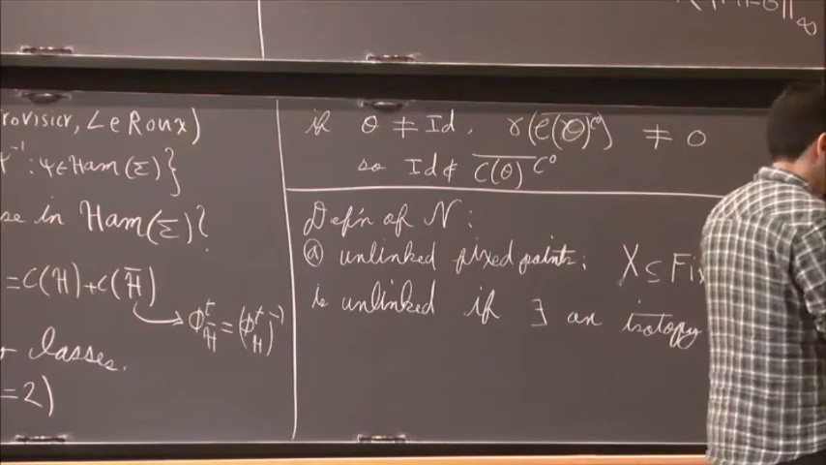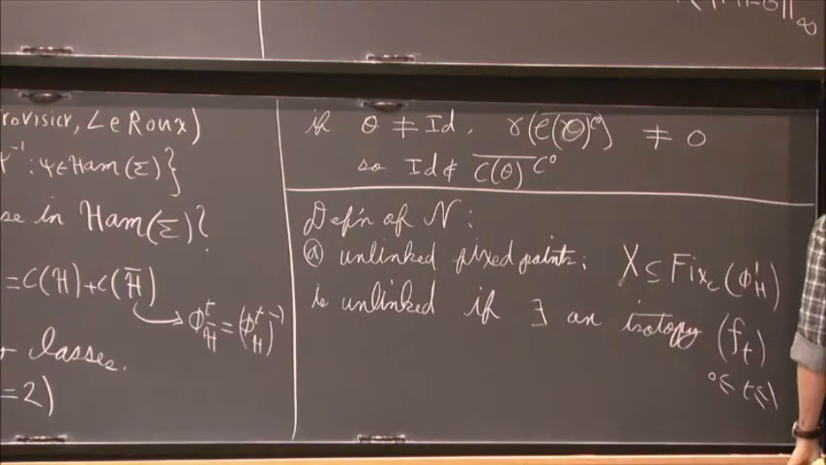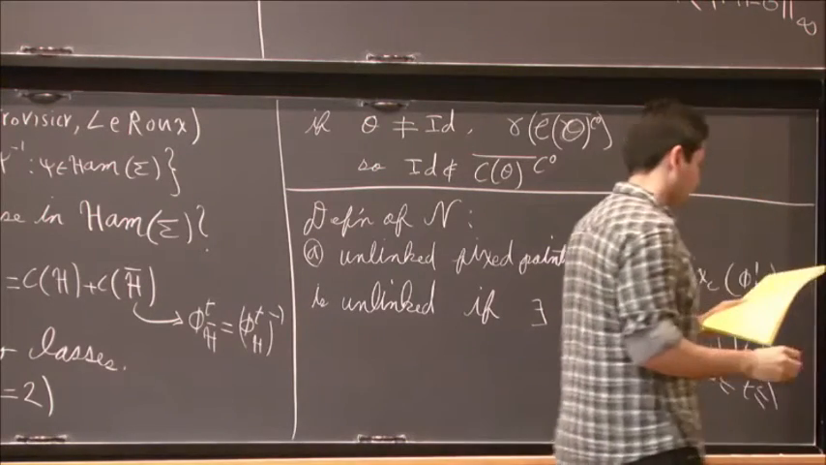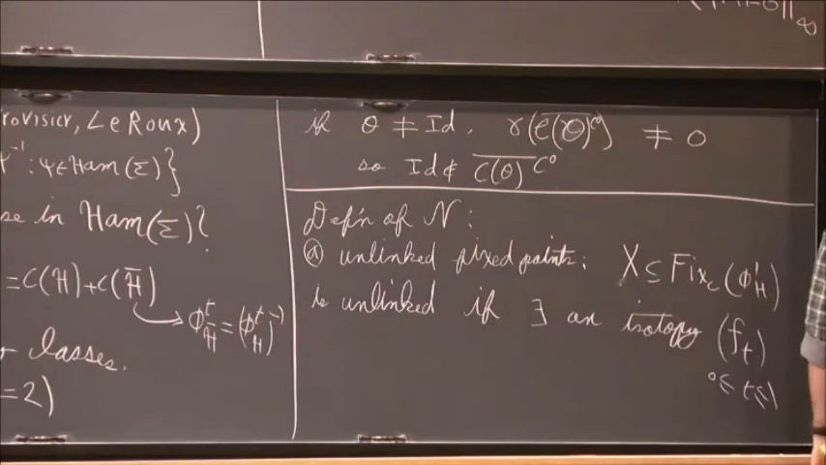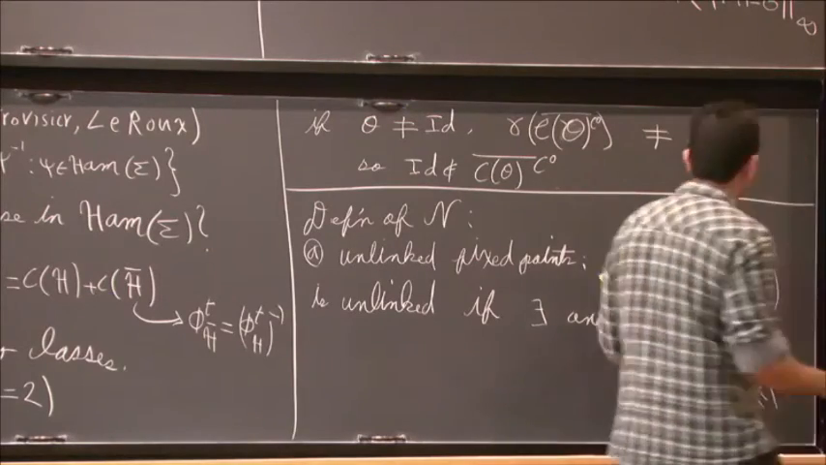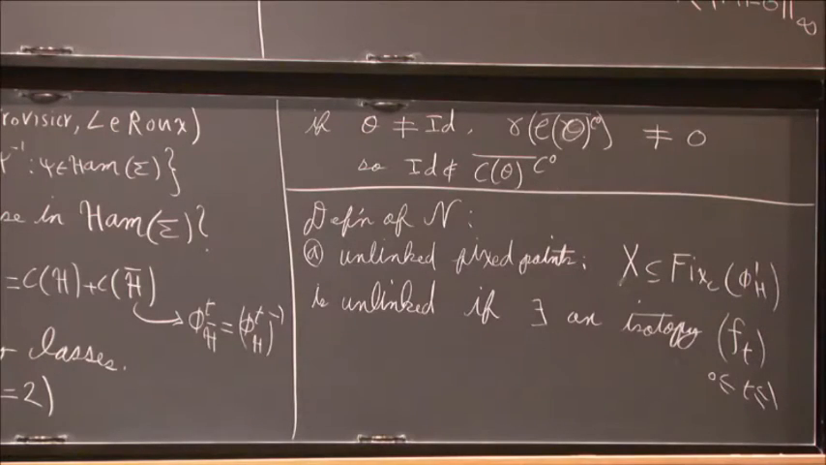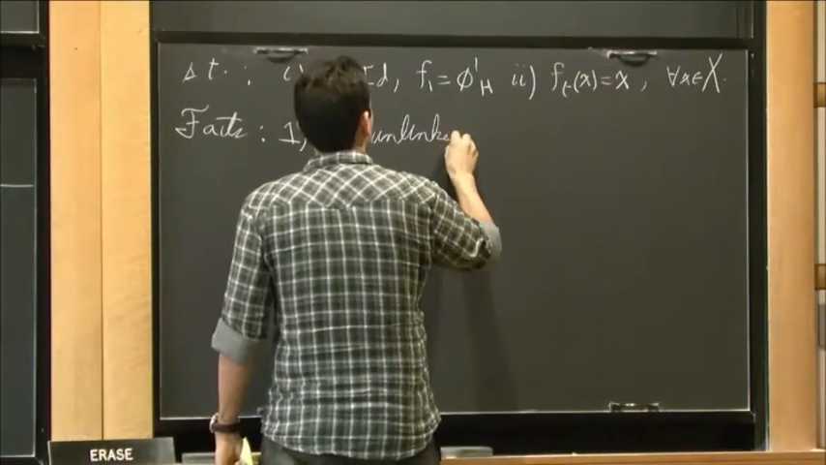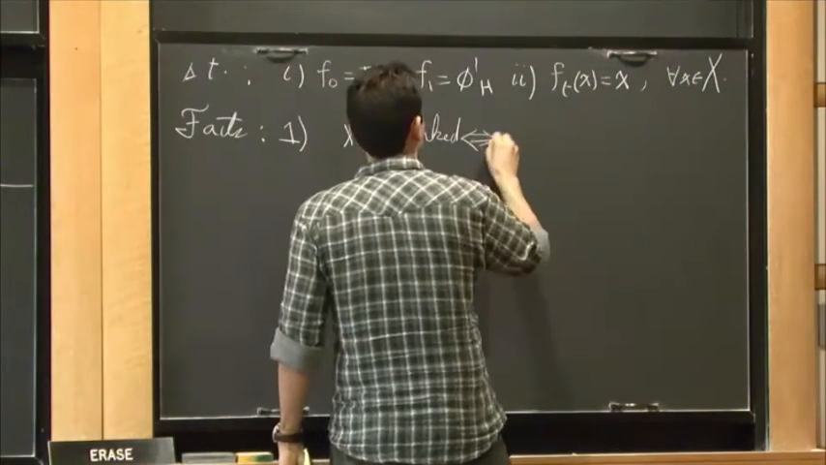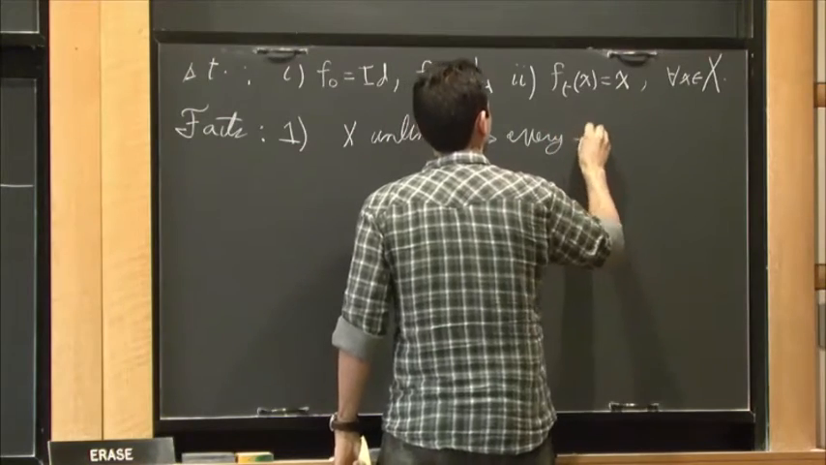So maybe I'll say a few facts about these, the notion of unlinkedness. First thing I want to say is, I'm not requiring X to be, for example, finite. It could be an infinite family of fixed points. So the first fact is that X is unlinked if and only if every finite subset is.